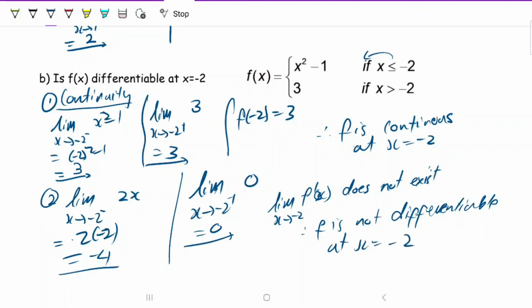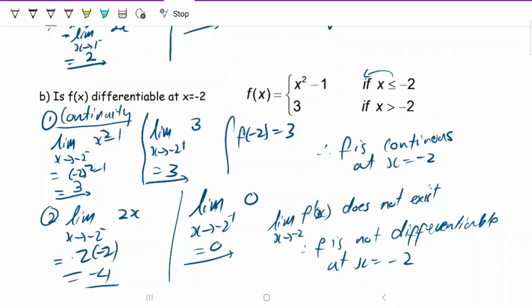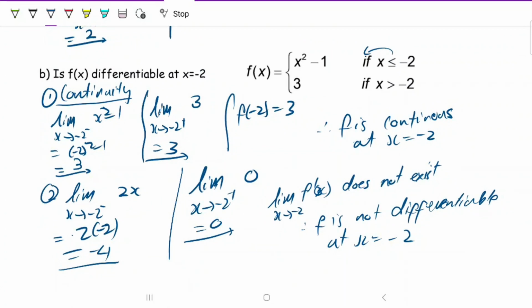I hope this has made sense. We've done an example where the function is differentiable and one where it's not differentiable. In the next set of videos, I'll be doing some miscellaneous equations involving differentiability. I hope this has made sense, and I'll see you in the next video.